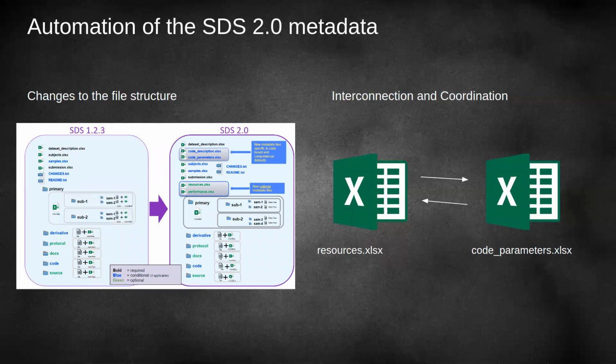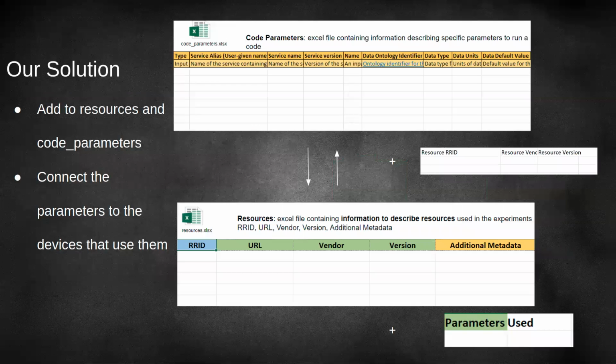In the change to SDS 2.0, they add resources and code parameters. Resources are the tools that the experimenter used to do the experiment, and code parameters are the parameters needed to run the code. We wanted to connect code parameters to resources as they're very interconnected. The tools that researchers use connect to the parameters that they use. For example, a waveform generator connects to the code parameter frequency.